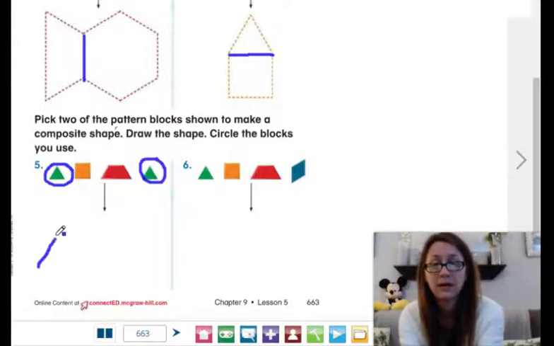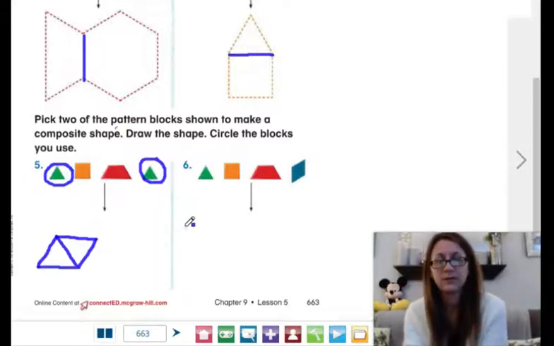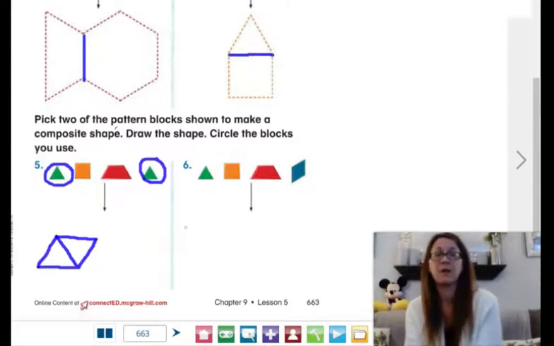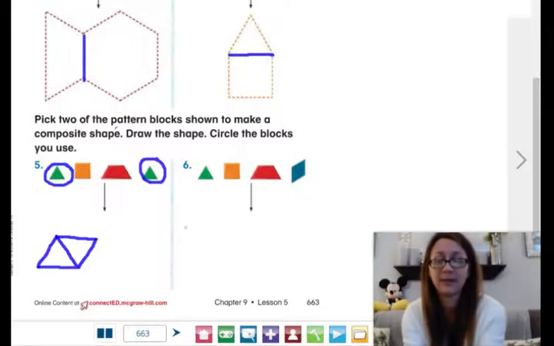So here is my first triangle. I'm going to start with my triangle going right side up. And then my second triangle, I'm going to flip it and make it go upside down. So now I've kind of made a diamond or a parallelogram here. If we were to take this shape and turn it right side up, we would see that it would be a square. So there is my first example for my own composite shape that I made.